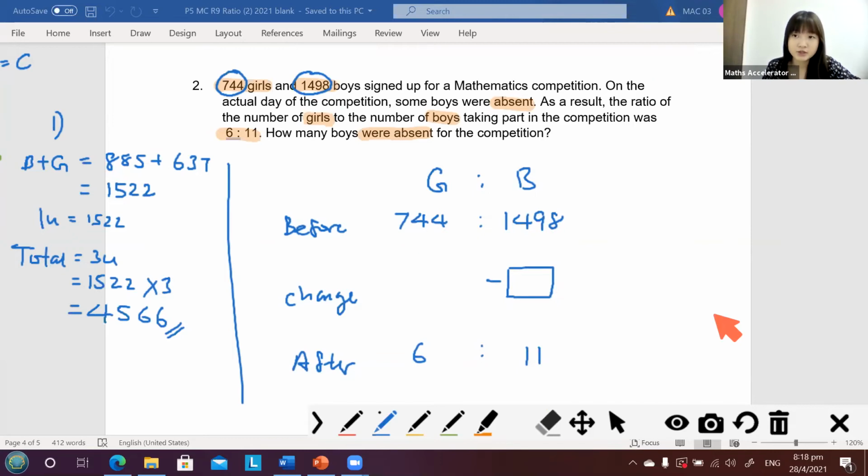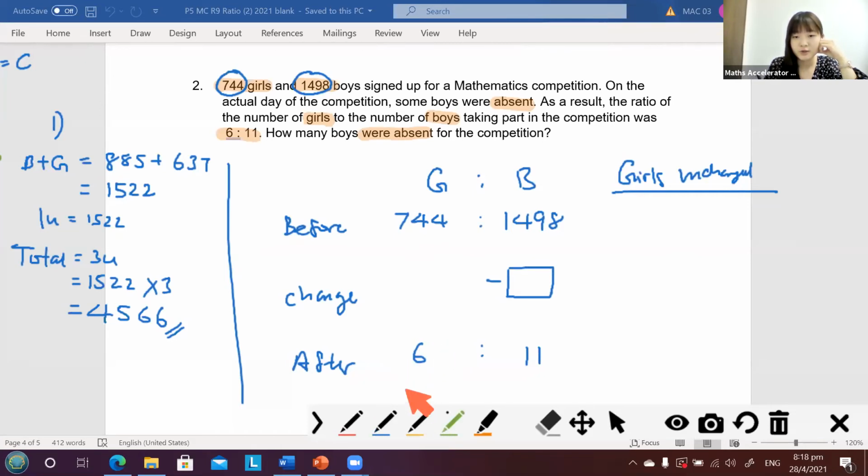Okay, so who is unchanged? Girls or boys? Yes, okay, so a lot of you are picking it up already. Girls didn't change because nothing happened, which means they must be the same. So 744 and 6. Okay, so how to make it the same?